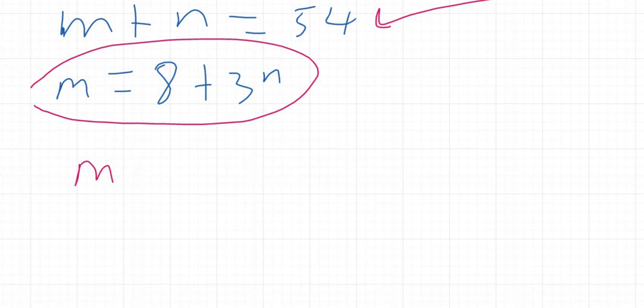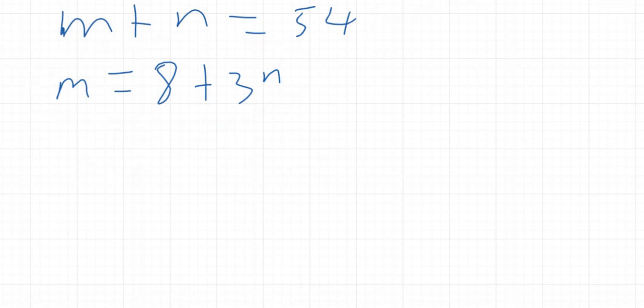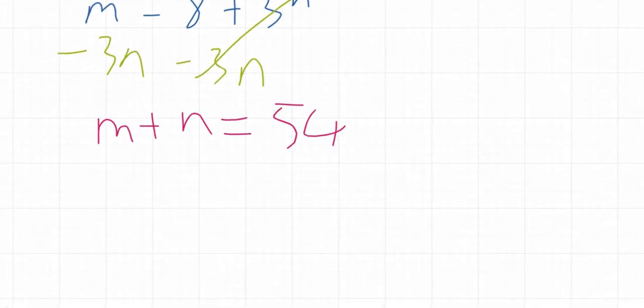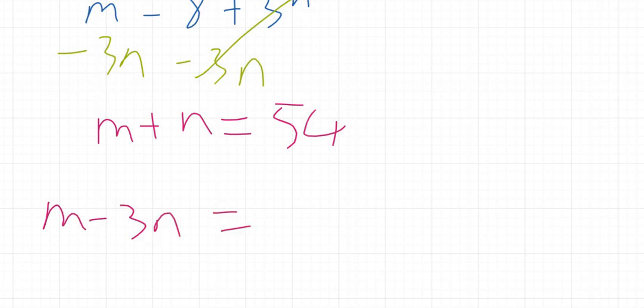Let me write this another way. Since this is the one that we're rearranging, we subtract both sides by 3N. And so if we rewrite our equations, this is what we will have: M plus N is equal to 54, and down at the bottom here we'll have M minus 3N is equal to 8. This is in terms of M and N, the math textbook and the novel.